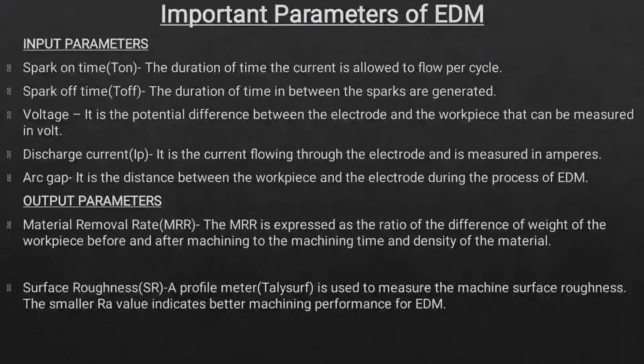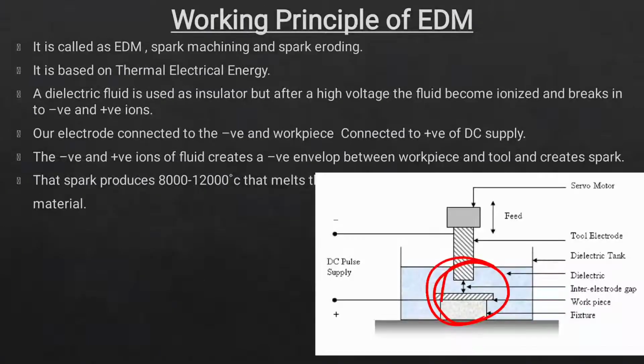Now voltage, and we know that the potential difference is called voltage. It is the potential difference between the electrode and the workpiece, measured in volts. And discharge current is the current flowing through the electrode and is measured in amperes. Voltage in volts, current in amperes, we know that. Arc gap is the distance between the workpiece and the electrode during the EDM process. I previously showed you that this is the arc gap, the distance between the electrode and the workpiece.